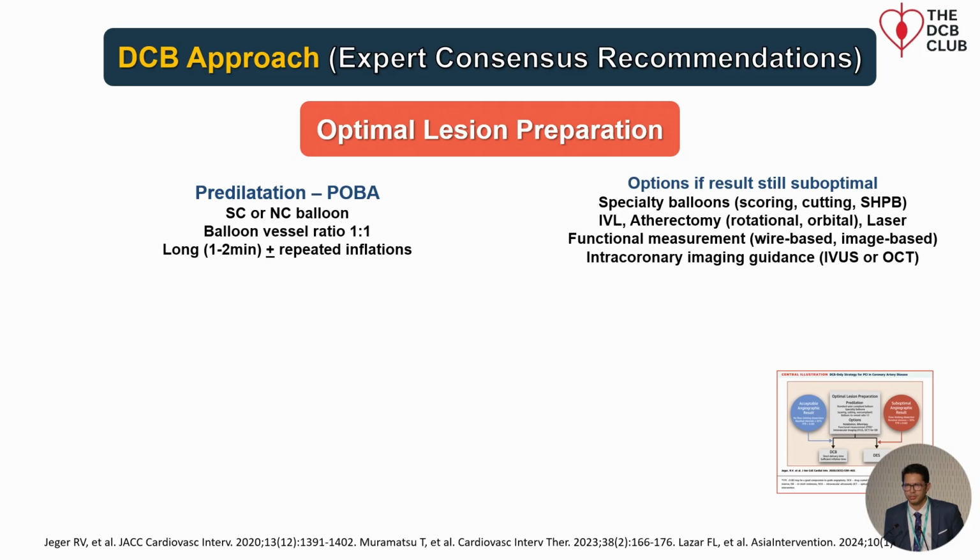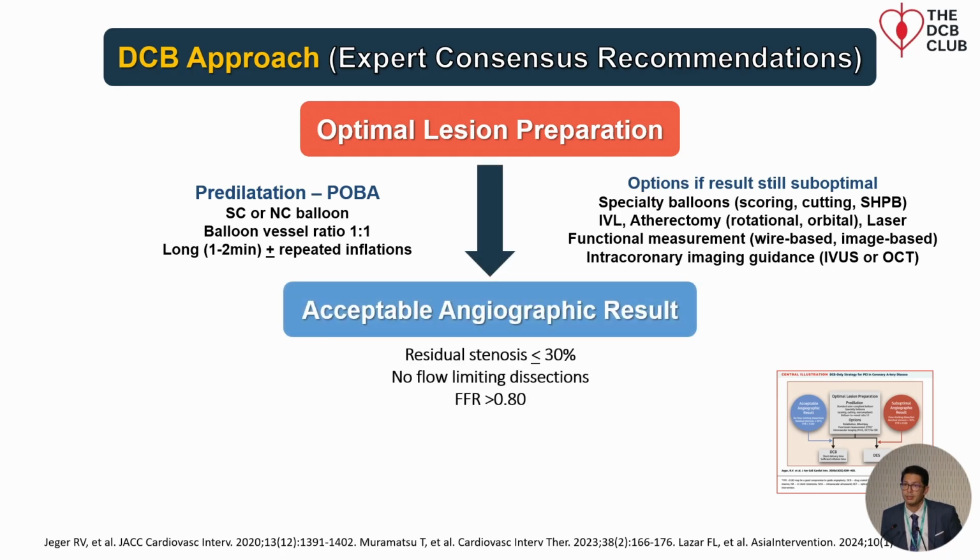been mentioned: predilatation with a POBA using a semi-compliant or non-compliant balloon preferentially. Then try to size your vessel 1-to-1 with your balloon. We try to have long inflations, longer than when we implant a stent, 1 or 2 minutes or even longer. And repeat inflations are sometimes required.